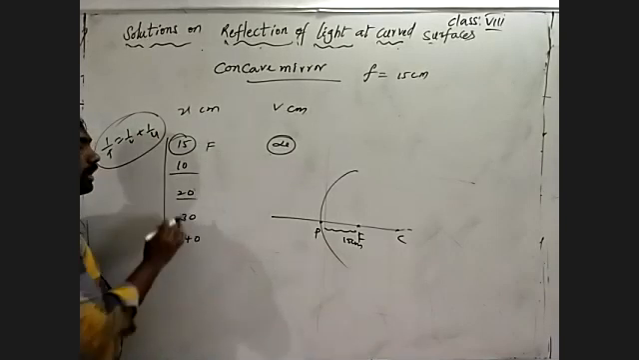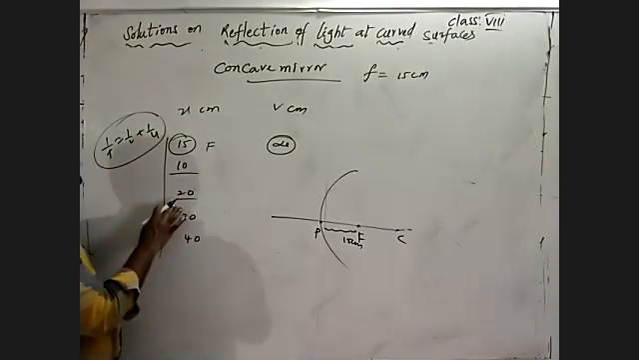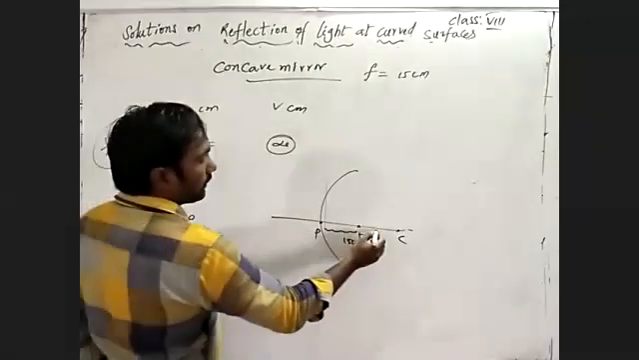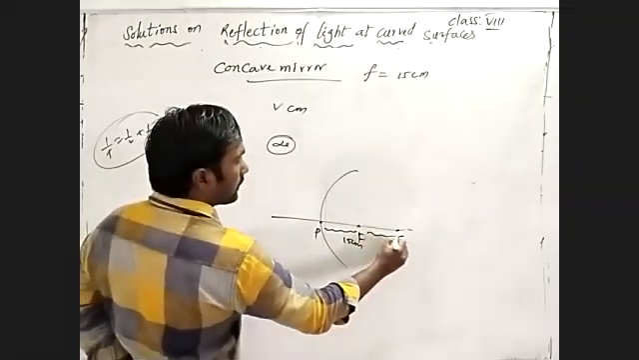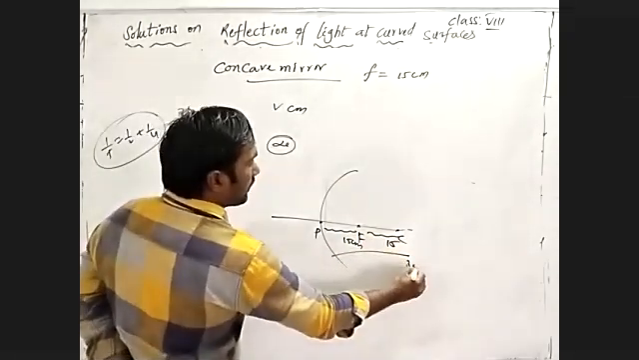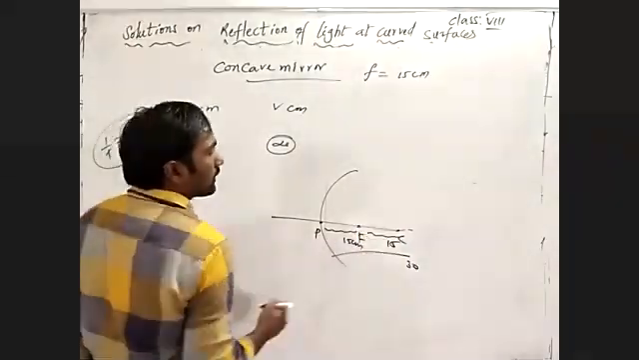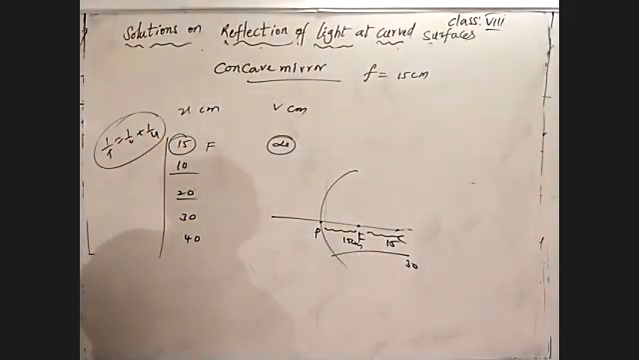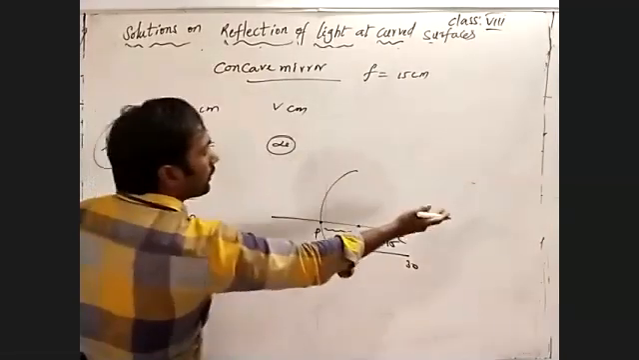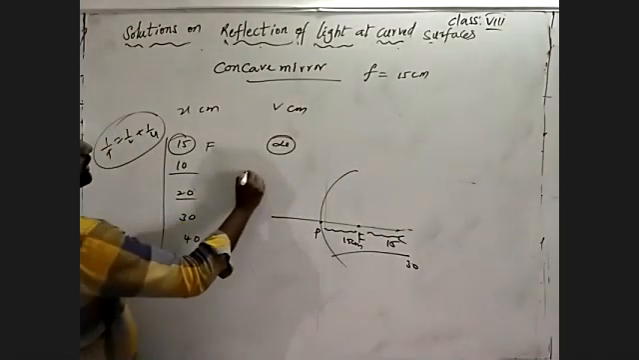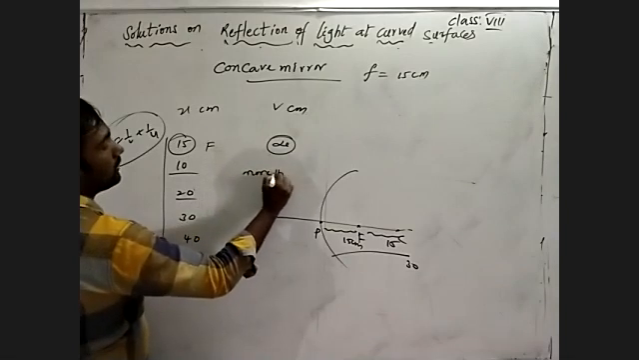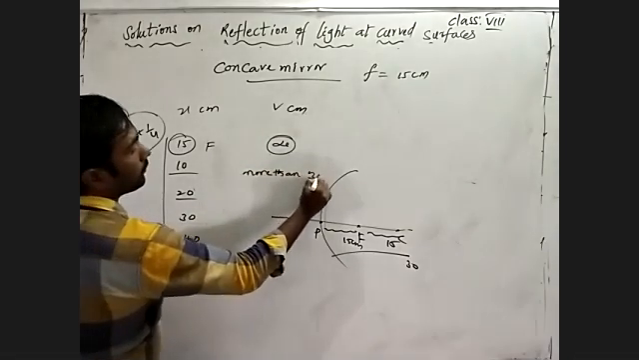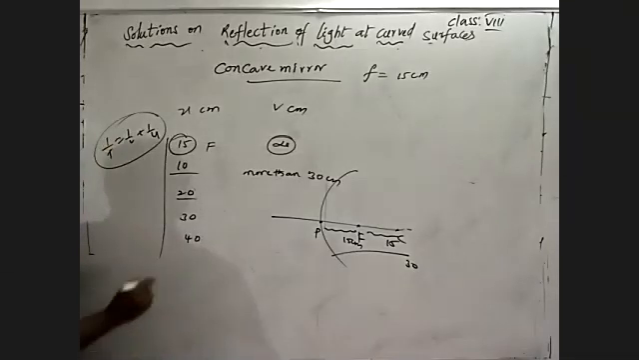20. Object is placed at 20 centimeter means what? 20 centimeters is between 15 and 30. This is 15, this is also 15, total is 30. Object placed between focus and center of curvature. Image should be beyond the center of curvature, which means it is more than 30.